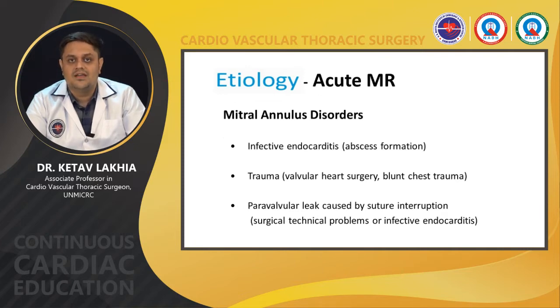Now the causes of acute MR. It may be related to mitral annulus disorder, which consists of infective endocarditis, which may be related to abscess formation in the mitral valve; trauma, which can be caused by valvular heart surgery or blunt chest trauma. Third is the paravalvular leak caused by suture interruption, which may be seen after mitral valve replacement. So there may be surgical technical problems, or there is infective endocarditis which may cause the paravalvular leak.